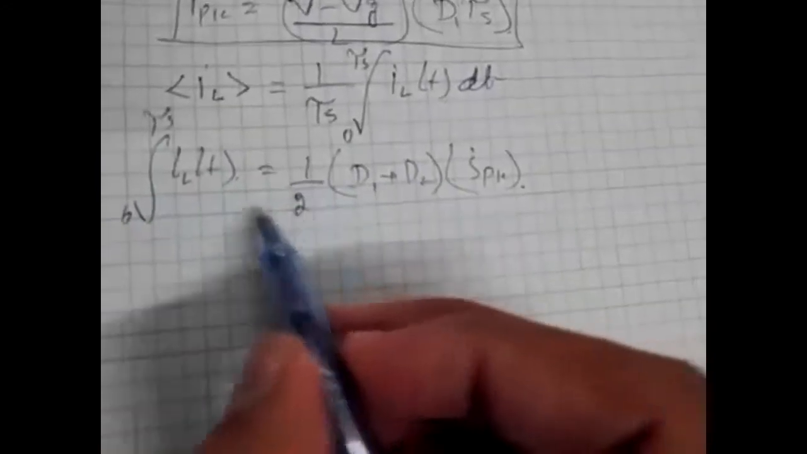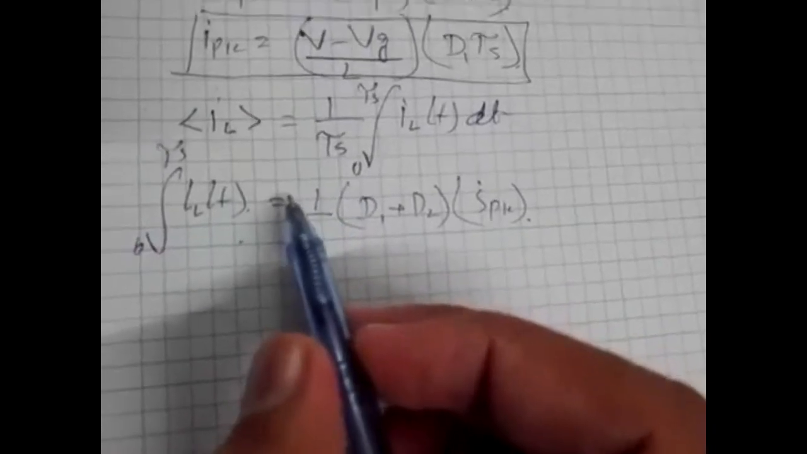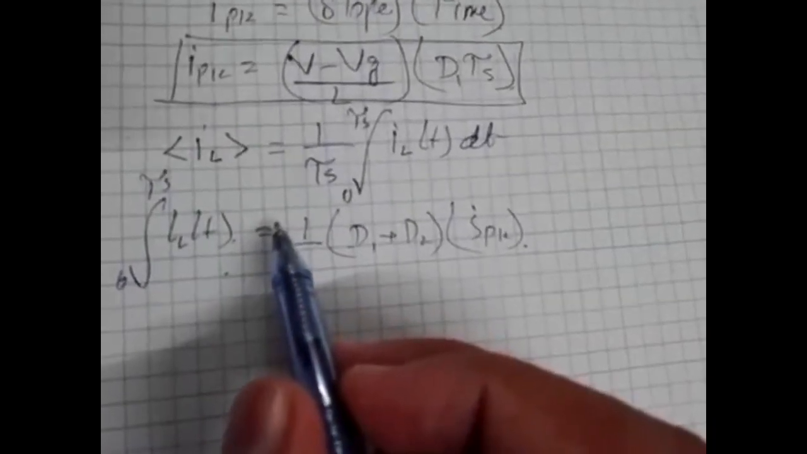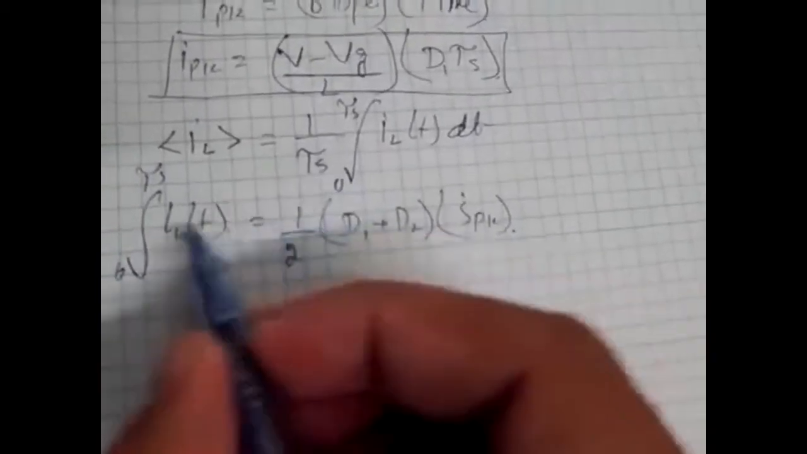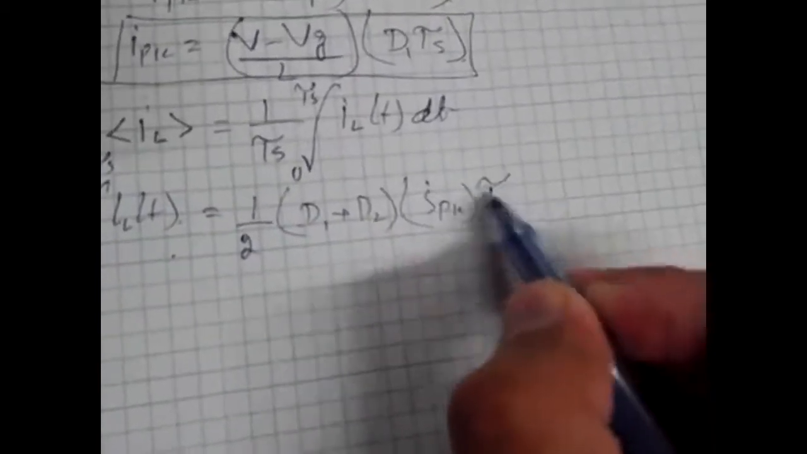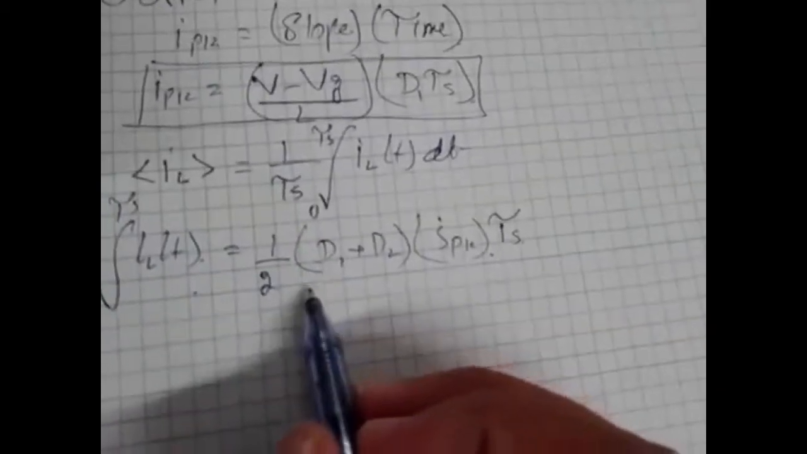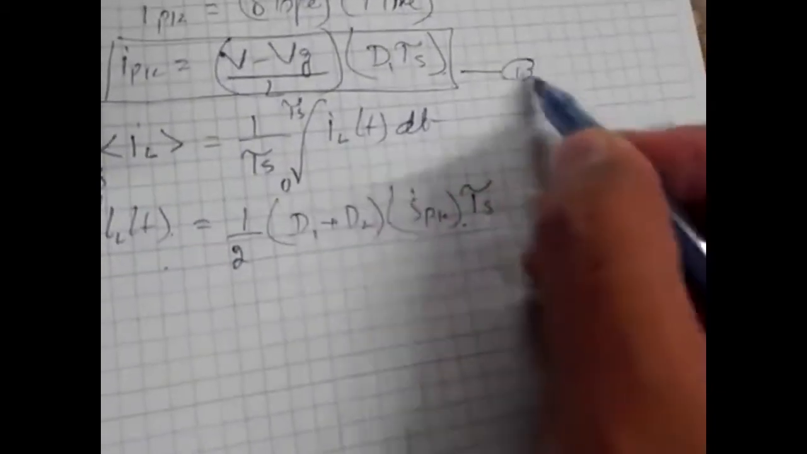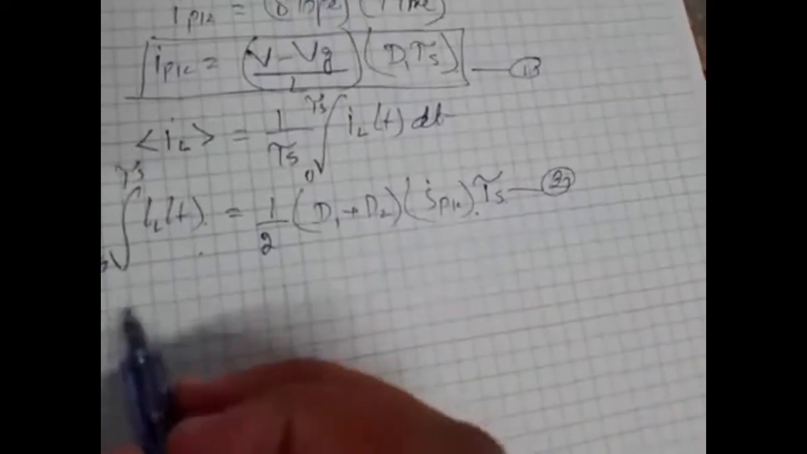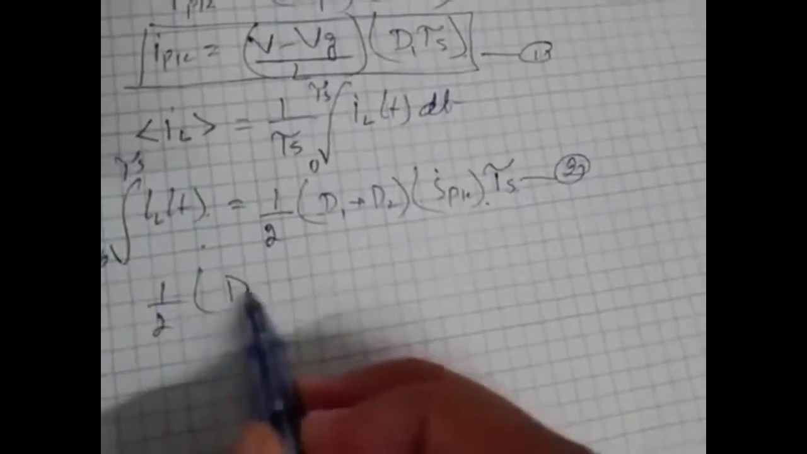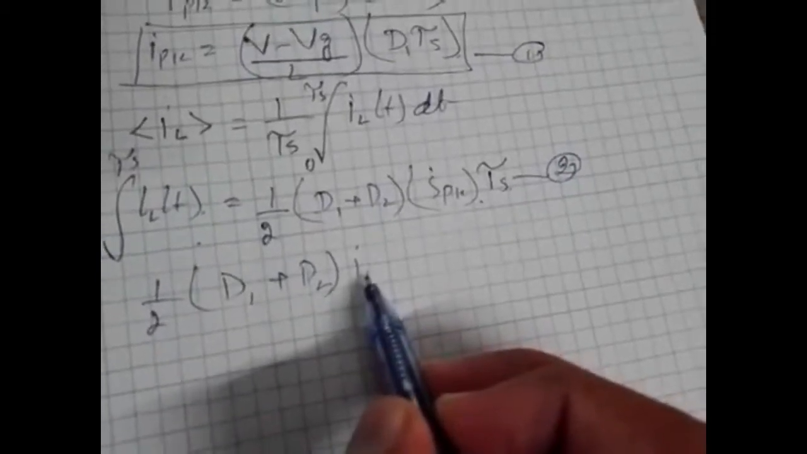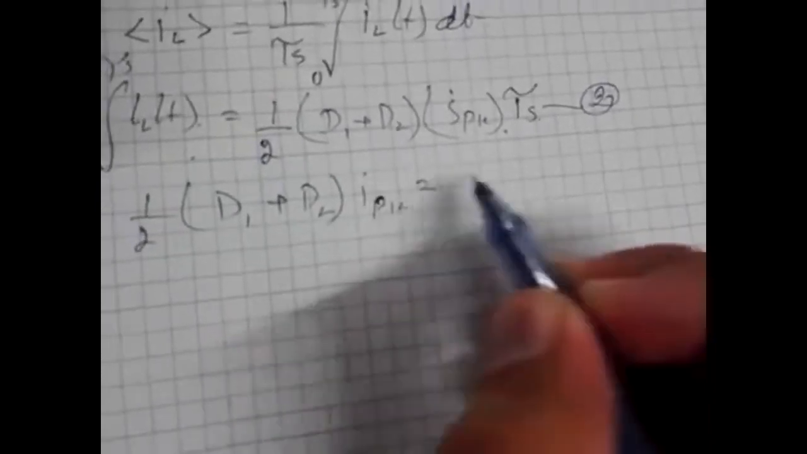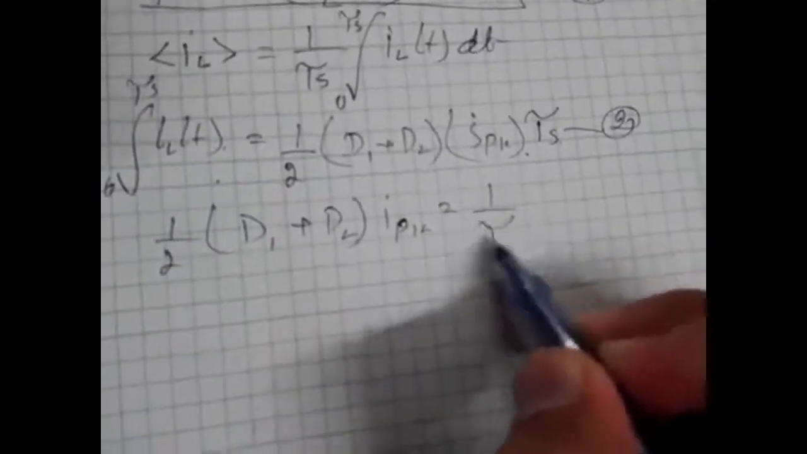So putting this value into the Ts, so that Ts is here. Now doing substitution of equation 1 and 2, we get 1 by 2 (d1 plus d2) into IP. IP is equal to 1 by Ts.